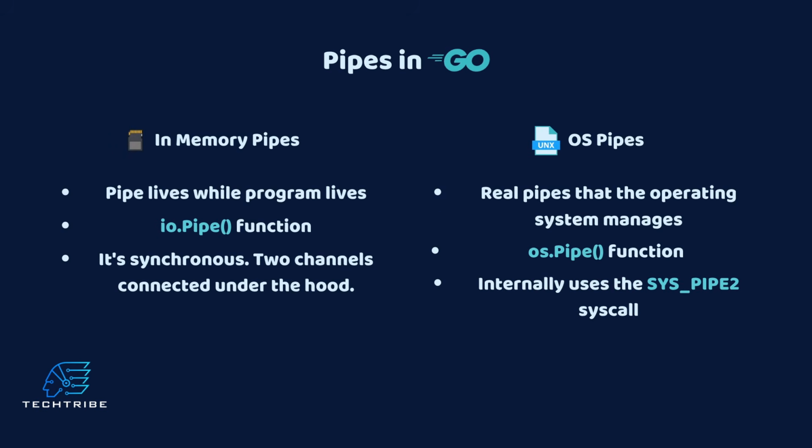And now you understand the comparison of in-memory pipes and OS pipes, how to create them differently, and what happens under the hood.